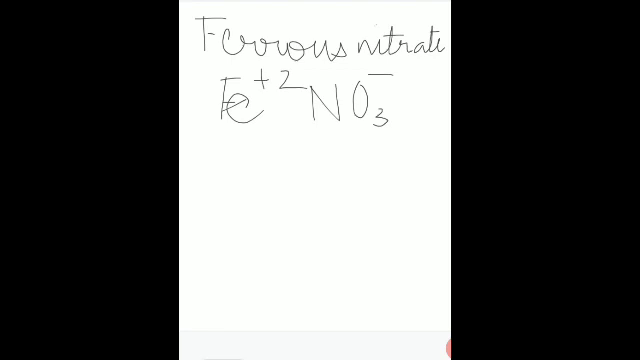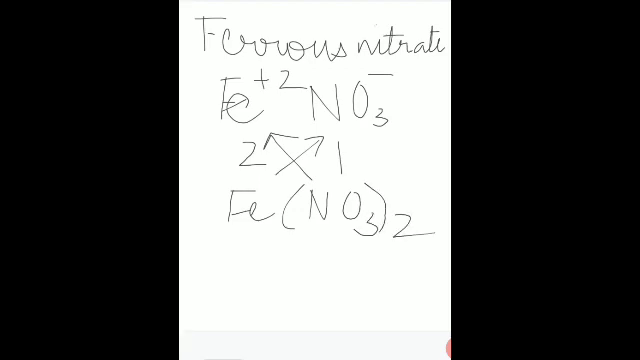Now there are no common factors, so you will just interchange the valencies. This has a valency of 2 and this has a valency of 1. You just interchange the valencies. So what will it become? It will become Fe(NO3) whole twice. NO3 will be treated as a single unit, so you put a bracket around it and then the 2. So you can be given the names, or you can be given the chemical formula and be asked to write the names.